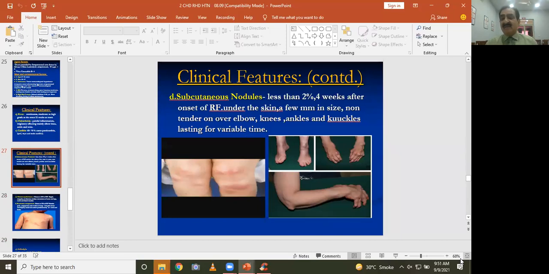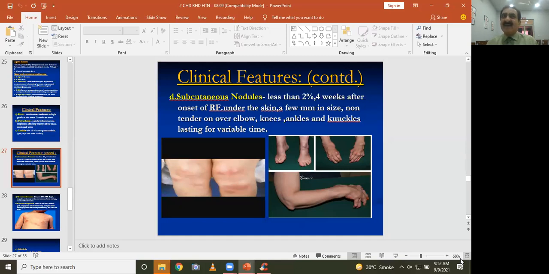Then the other manifestation, after the fever, polyarthritis, and carditis, is the subcutaneous problem. These are not seen in all patients of rheumatic fever and rheumatic heart disease; it occurs in less than 2% of them. These nodules develop about 4 weeks after the onset of rheumatic fever.